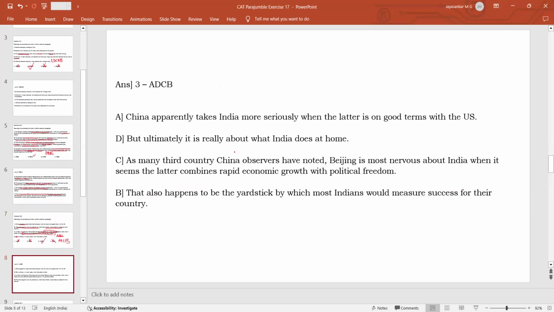So go to the sequence here. ADCB, China apparently takes India seriously when the latter is on good terms. But ultimately, it is really about what India does.